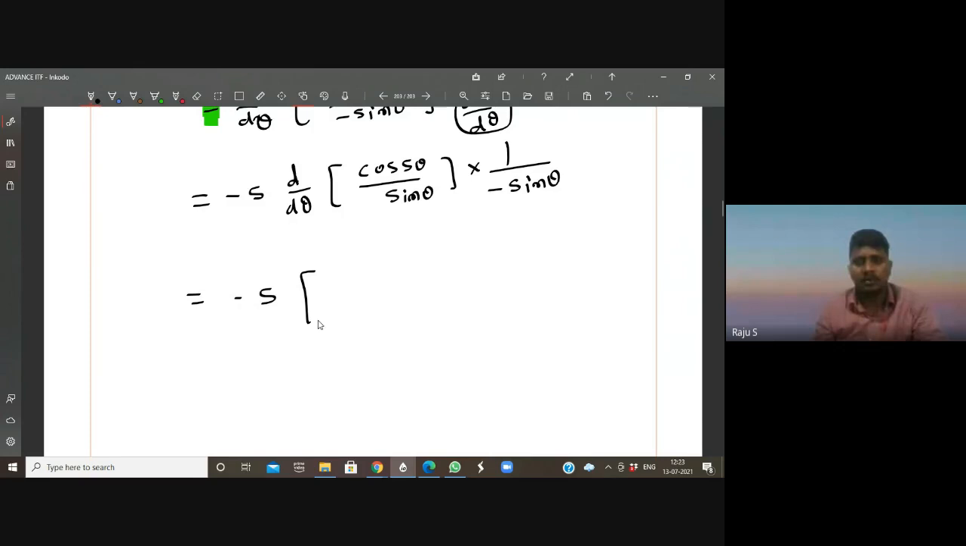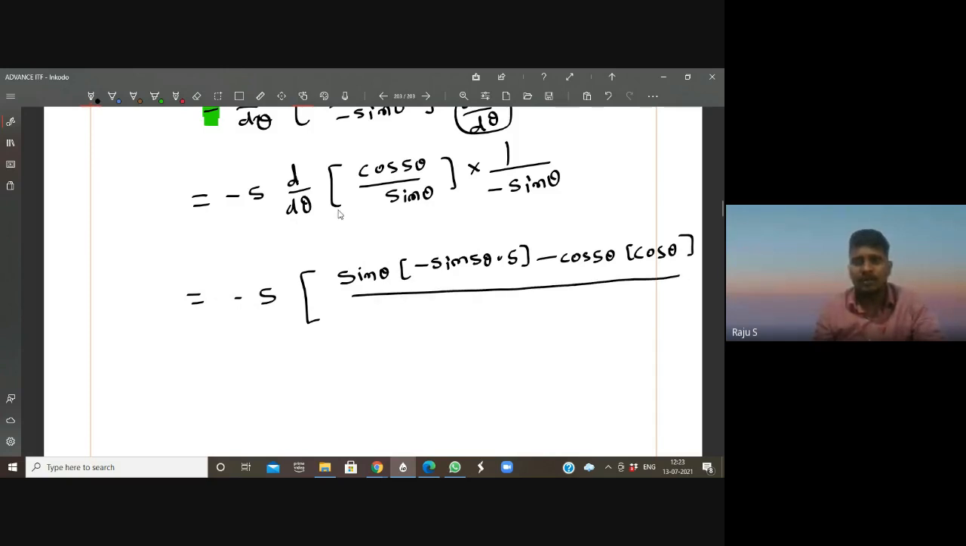So since we know the u by v rule, v u dash minus u v dash: u dash, the derivative of cos 5 theta, is minus sin 5 theta into 5, minus u v dash. U is cos 5 theta, then the derivative of sin theta is cos theta, divided by v square. Here itself, the minus gets cancelled. The remaining is sin theta here, over sin square theta.